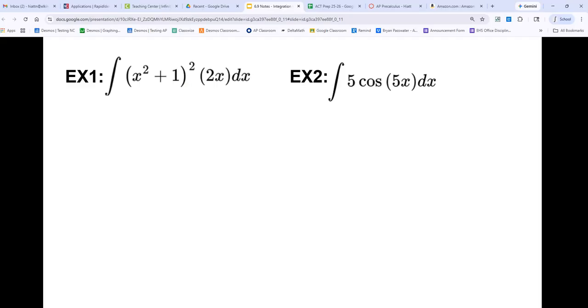And so looking at that, what looks like it would have been the inside part? Not the 2x. It's going to be this x squared plus 1. A lot like when you're taking a derivative, if you have something raised to a power, whatever's inside of that being raised to a power, a lot of times is what you're talking about. When you have trig functions, whatever's on the inside of the trig functions, a lot of times is that. So we're going to take this, and I'm going to say u equals x squared plus 1.